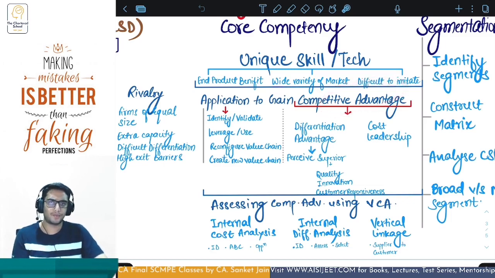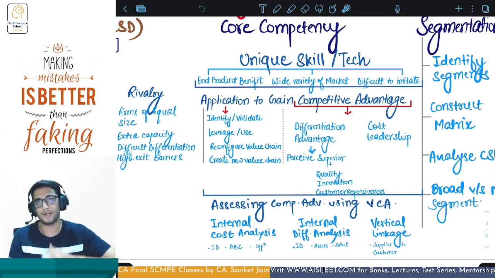We have already discussed what is competitive advantage. Let's look at it again in a very quick manner. Competitive advantage can be generated in two ways. First is differentiation advantage, second is cost leadership. Differentiation is basically differentiating yourself on the basis of features, and cost leadership is differentiating yourself on the basis of cost, as in the price.